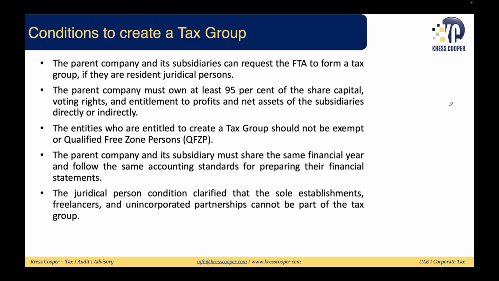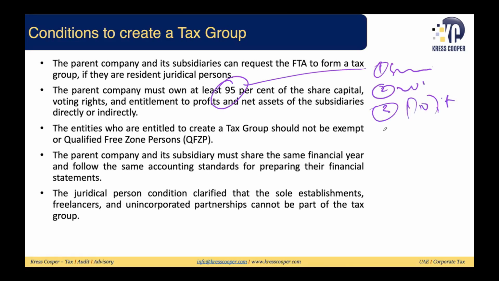The primary condition is that the taxable persons must be resident juridical persons. This is the first condition. The second condition is that the parent company holds 95%. There are four things: one is the share capital, second is the voting rights, third is 95% entitlement to the profit, and fourth is 95% entitlement to the net assets. These are the four conditions, and all four need to be fulfilled.